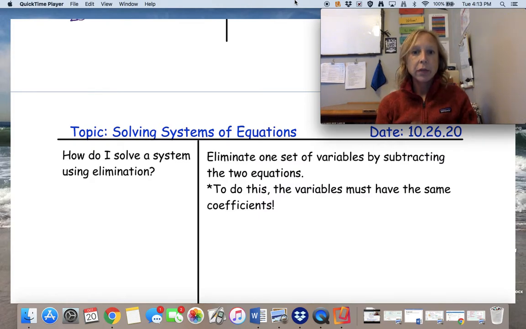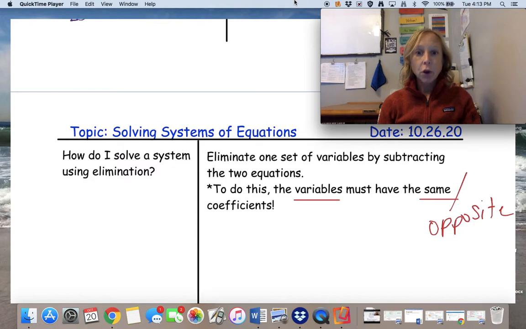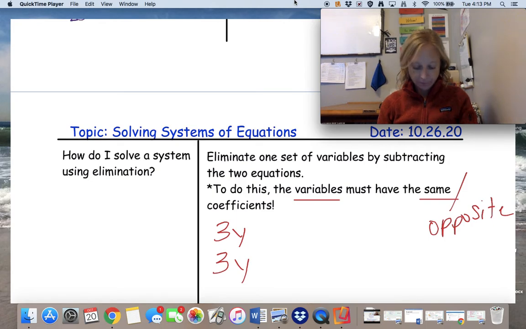Then you are going to eliminate one of the variables by adding or subtracting the two equations. Okay? Now, in order for this to work, the variables must have the same, or they can also have opposite coefficients. So if the coefficients are the same, what would we have to do with 3y and 3y to eliminate them? Yes, we would have to subtract, and then there would be 0 y's.